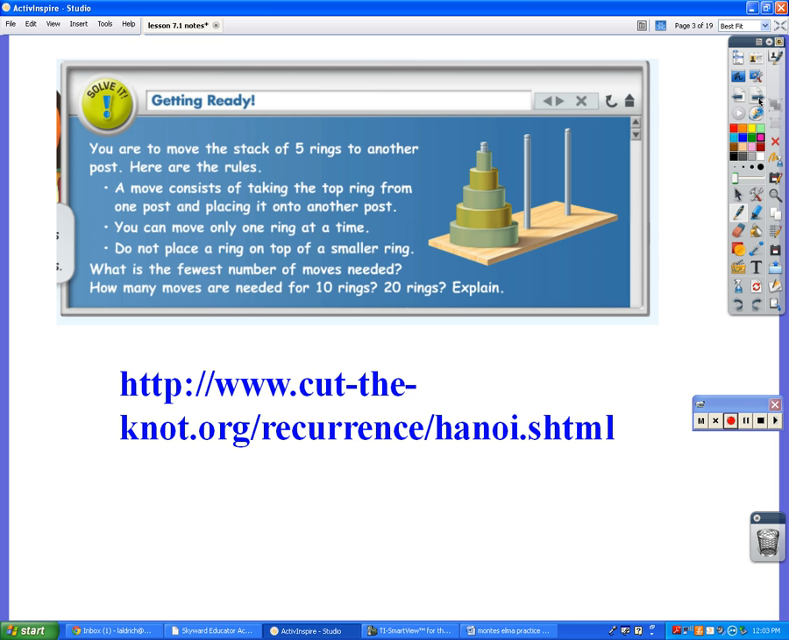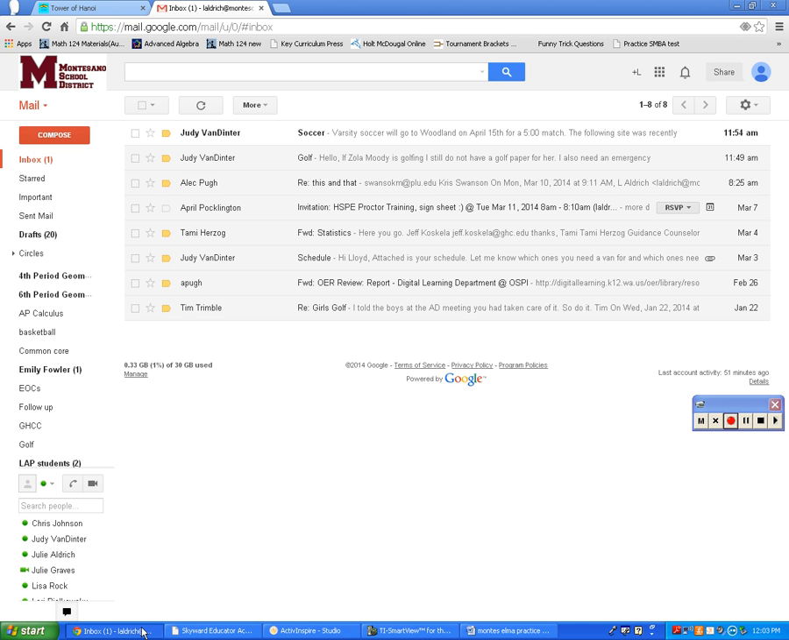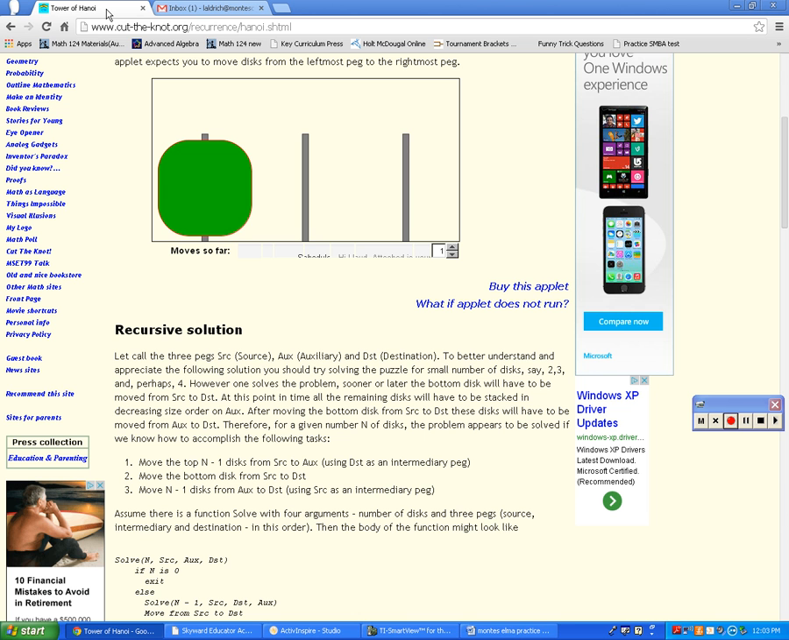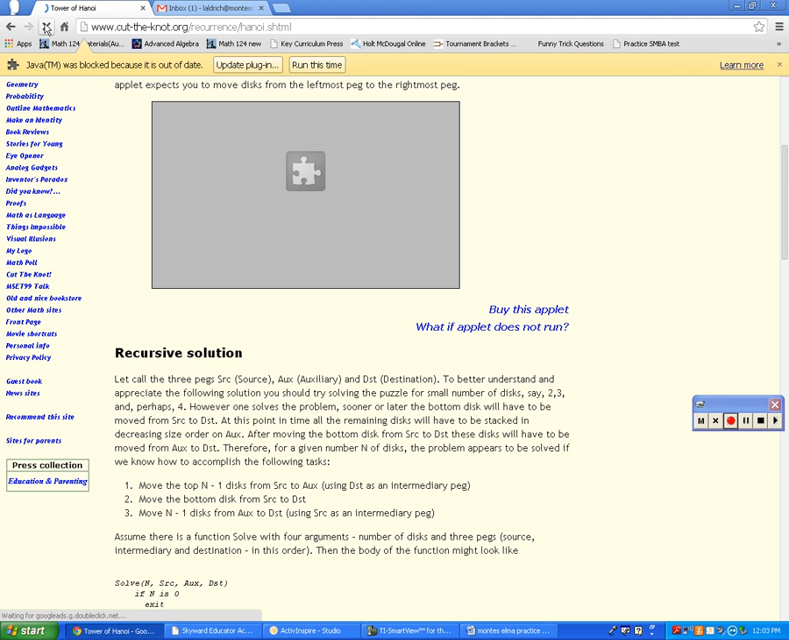Okay? You can only move 1 ring at a time, so you can't grab 2 or 3 or the whole stack, because then that would be dumb and easy. And you can't place a big ring on top of a small ring. Okay? So this has 5 rings right here, and so what we're going to do is try to figure out what is the fewest number of moves needed to move all of those from one peg to another peg, okay?